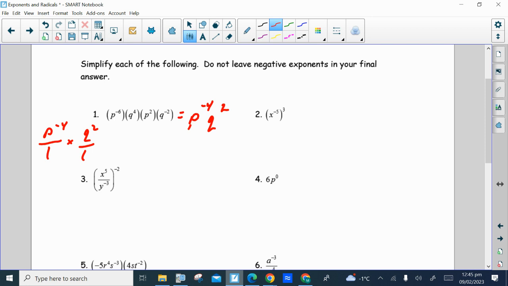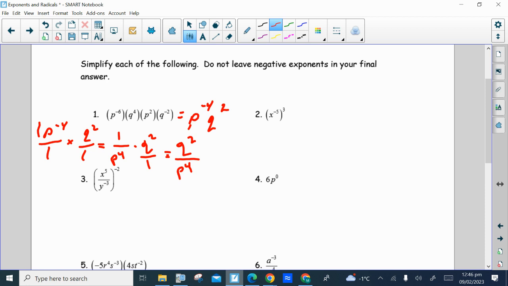Okay? But the reason I'm doing this is now we can deal with the p to the negative 4, which is 1 times p to the negative 4, and we can move the p down to the bottom. So it'll be 1 over p to the positive 4 times q squared over 1. And now you're multiplying a fraction times a fraction, so it's top times top, bottom times bottom. 1 times q squared is q squared on top, and on the bottom, p to the 4th times 1 is p to the 4. There's your final answer.